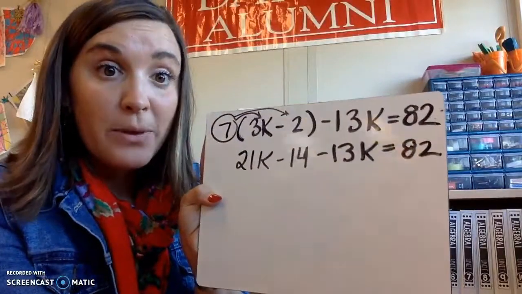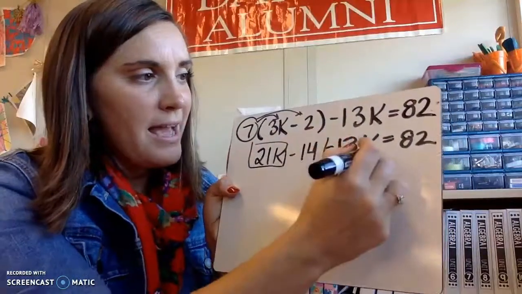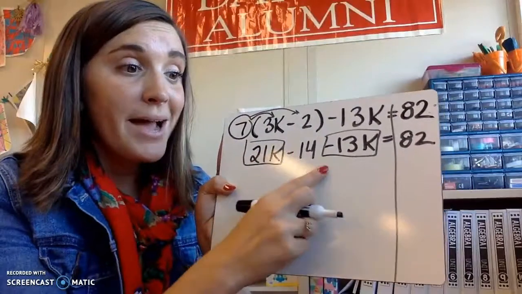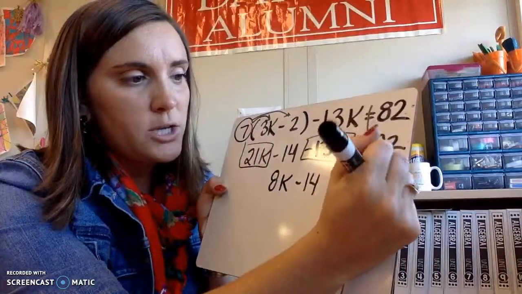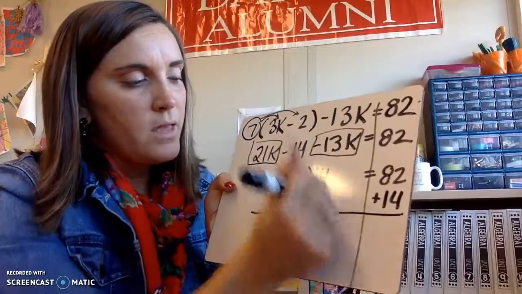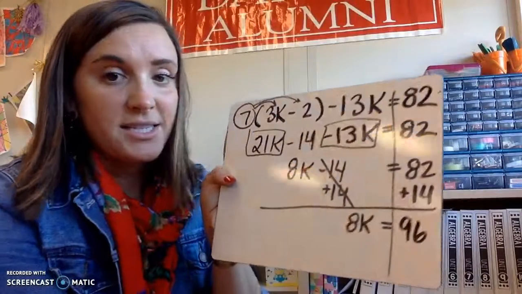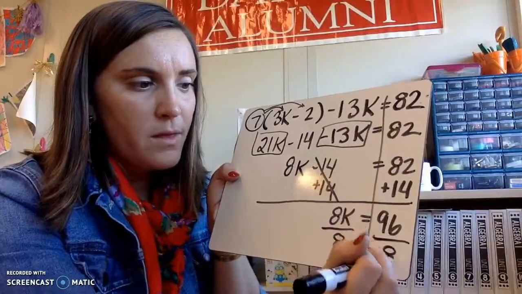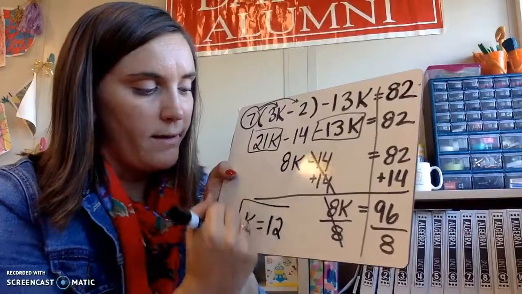All right, distributing is done. Step 2, combine like terms. 21k and that negative 13k. Add your brick wall if you haven't already. 21k minus 13k gives me 8k. Minus 14 equals 82. So go ahead and add 14 on each side. Cancels out. 8k equals 96. All right, so we need to divide both sides by 8. Cancels out. So 96 divided by 8 leaves me with 12.